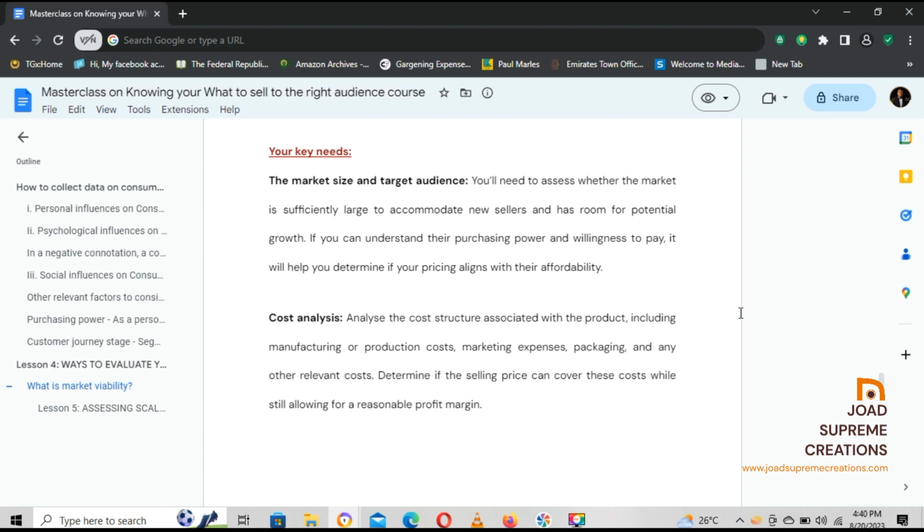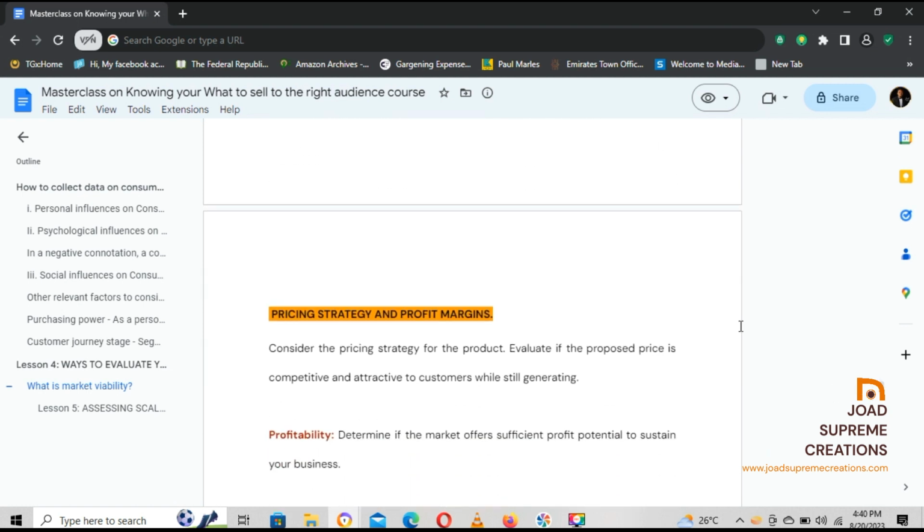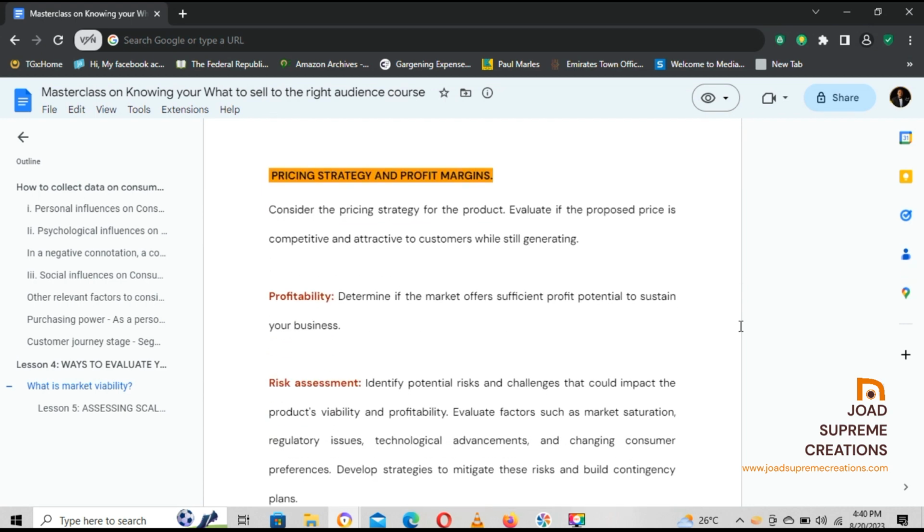You don't want to create a product that they won't be able to afford, right? Now, pricing strategy and profit margins. Consider the pricing strategy for the product. Evaluate if the proposed price is competitive and attractive to customers while still generating profitability. Determine if the market offers sufficient profit potential to sustain your business.